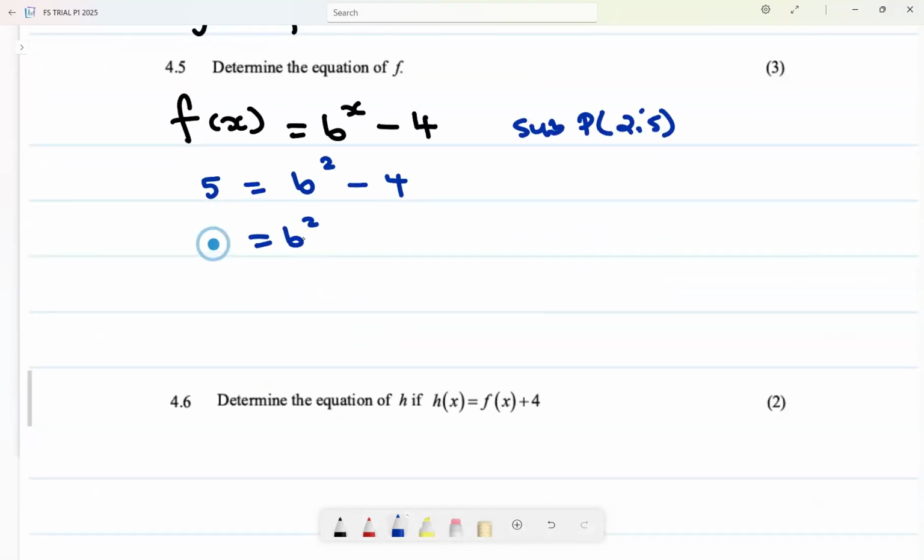Guys, I'm lying. It's 9. And then b is equal to plus or minus 3. Why, guys? You need to square root both sides. When you do that, guys, you need to apply laws of exponents.